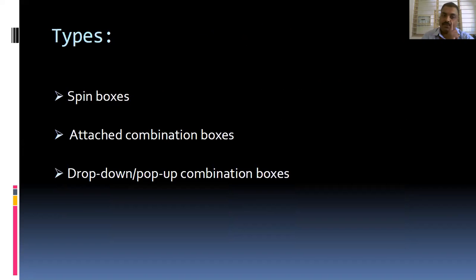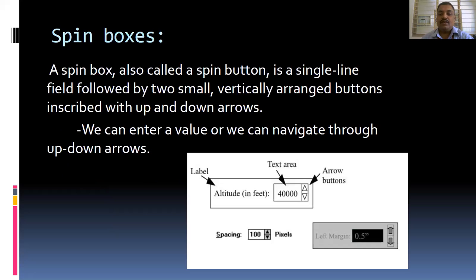Next, come to the types. What are the types? Spin boxes, attached combination boxes, drop-down, pop-up combination boxes, and all those things. So these are all the varieties. When you click on the down arrow mark, the combo box or selection box appears, which is one category. Another one is just typing the first two letters, and the relevant list is automatically fetched. And the third one is the spin box. So these are the types of the combo button or combination of selection.